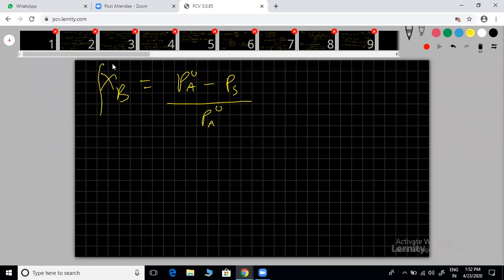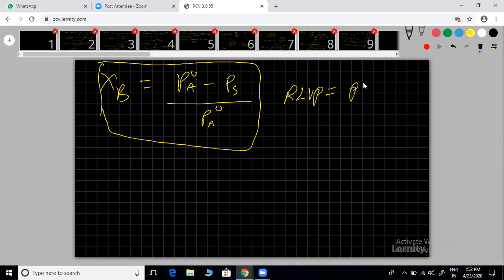So this is the ratio. Anyway, mole fraction doesn't have any units. P naught minus Ps is the change in vapor pressure. Ps is less than P naught A, that's how much it decreases from the initial value. Indirectly, this is also a fraction. So mole fraction of solute equals P naught A minus Ps by P naught A. Relative lowering of vapor pressure, RLVP, equals P naught A minus Ps by P naught A.